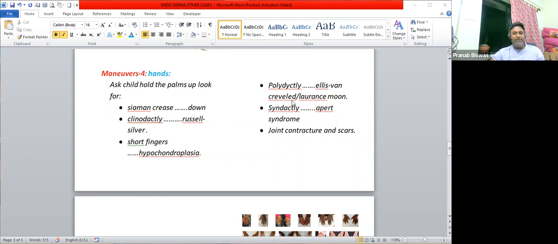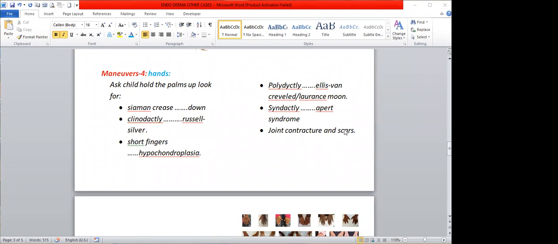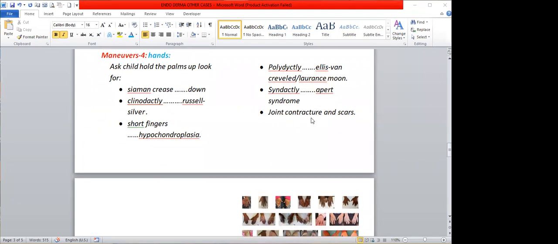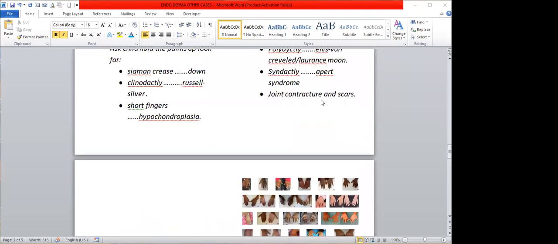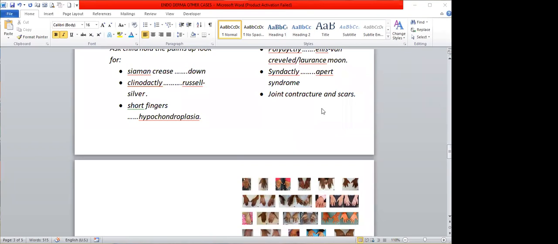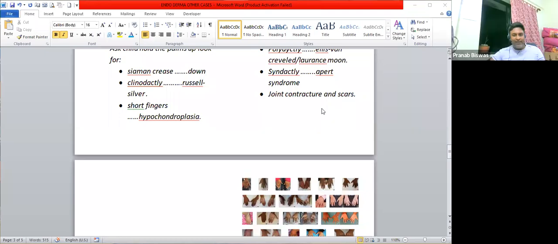Polydactyly, Ellis-van Creveld syndrome again, Laurence-Moon sometimes, syndactyly in the upper limb, we discussed, and joint contracture as well as scars. Okay, sometimes it may be there. In which condition? Can anybody suggest? Arthrogryposis. Yeah, definitely that will be, like arthrogryposis.